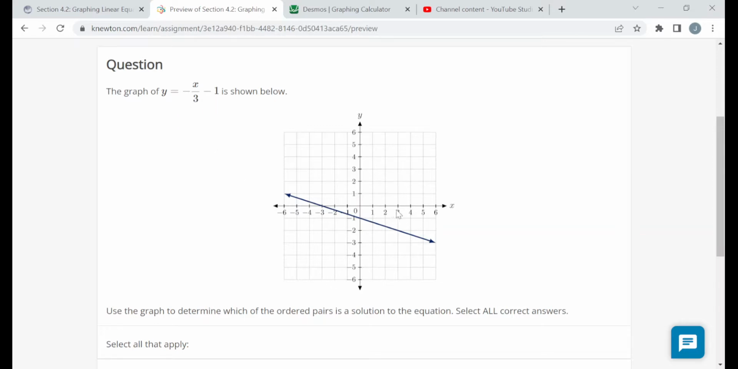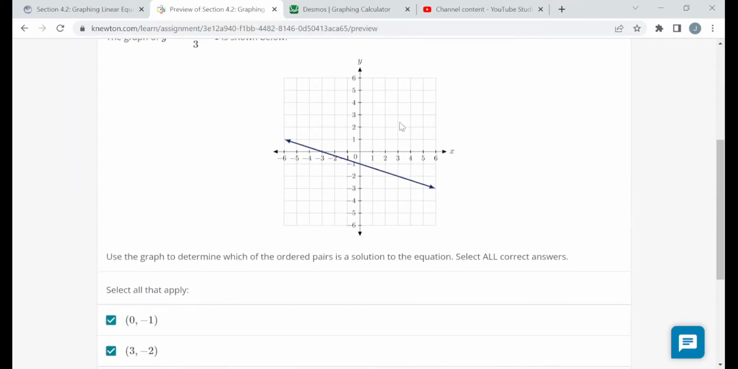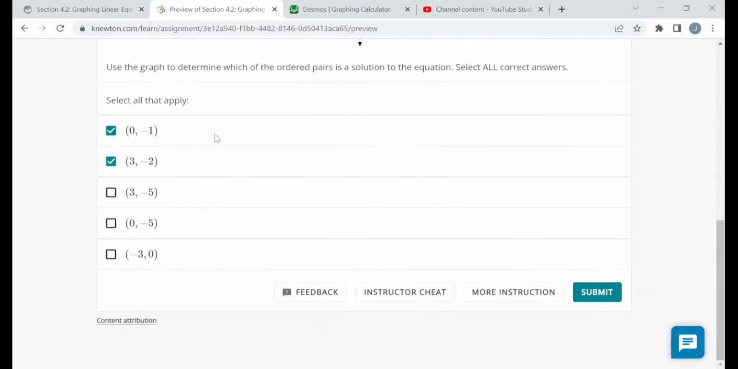And you can see the point 3, -2 is on this line. So I'll select that. Now if x is 3, y was -2, not -5. So 3, -5, and you can see on the graph, right? 3, -5 is this point down here in quadrant 4. That's not on the line, so it's not a solution to the equation.